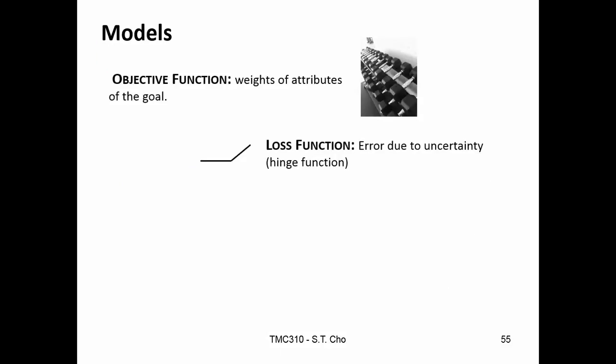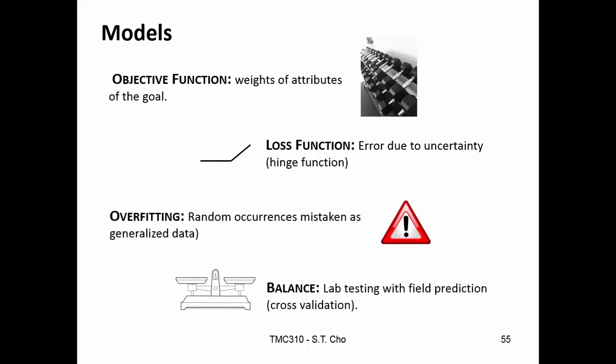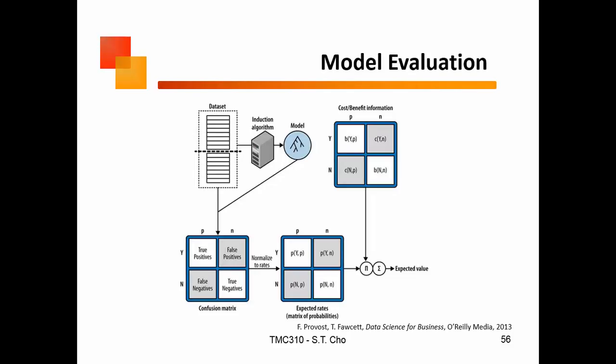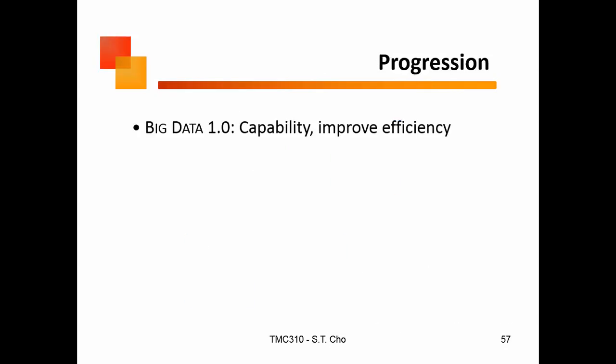Some of the models that exist, I'll let you just read this because I think it's pretty self-explanatory, about objective functions or overfitting. Here's an example of a mapping of how they evaluate models. Essentially what they're looking for is probabilities: what's the expected value, what's the cost benefit?